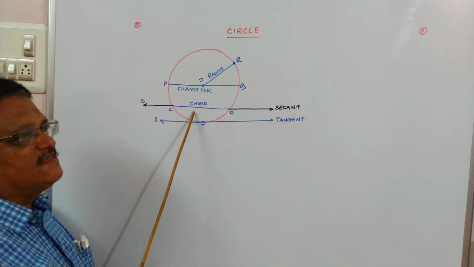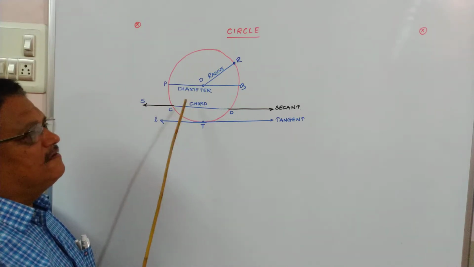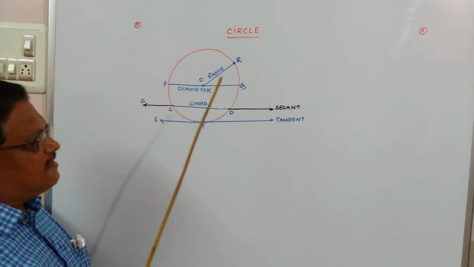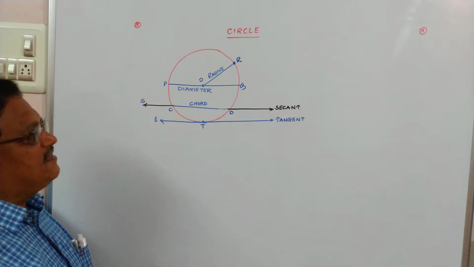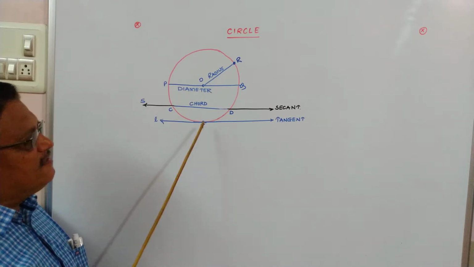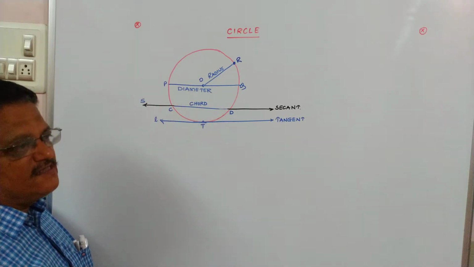When the chord is extended on both sides in the form of a line, the figure that we get is called a secant. So secant is a line which intersects the circle in two distinct points, whereas tangent is a line which intersects the circle in only one point. In this figure, line L is the tangent and line S is the secant.